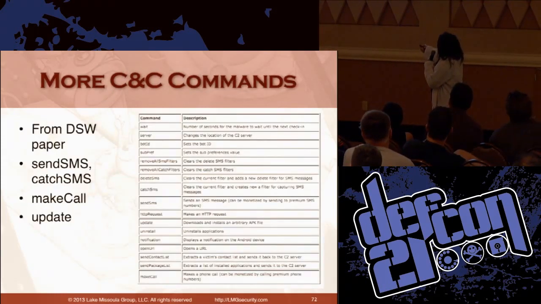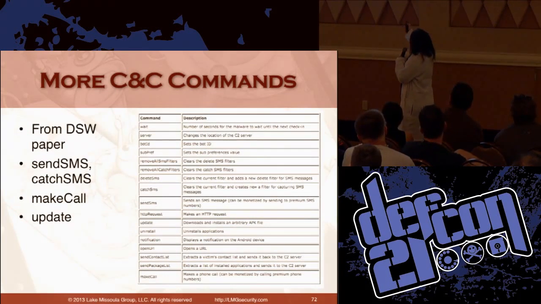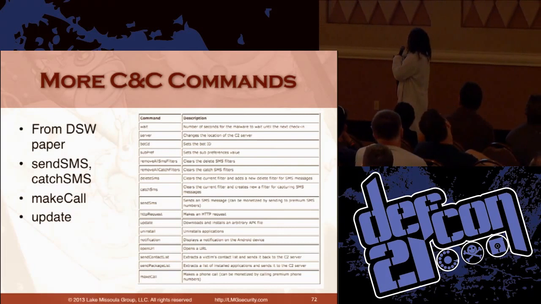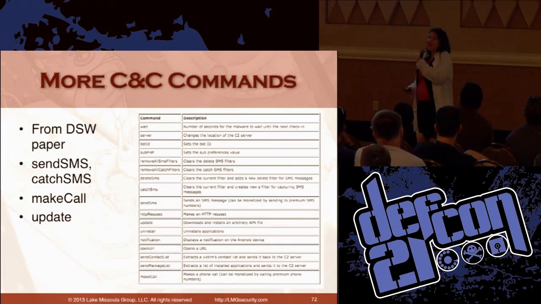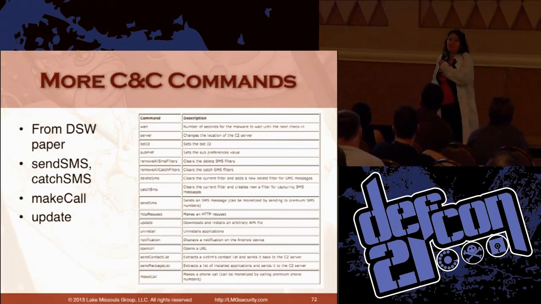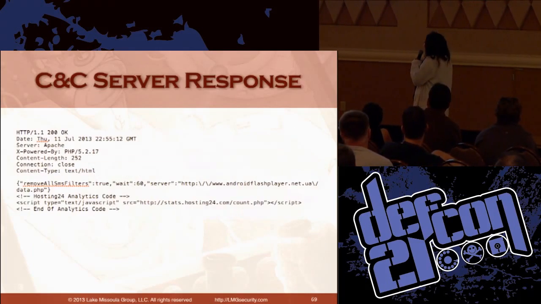Pretty much anything in this list, send SMS. The server can tell it to send an SMS message. It can tell it to delete an SMS message. It can tell it to open a URL, send a contact list out to the attacker so it can read all of your contacts, or just update itself. Make call is the last one. It can make phone calls without you knowing about it.